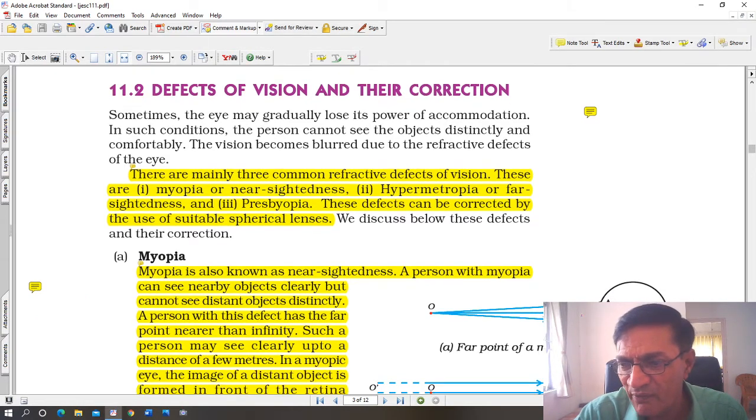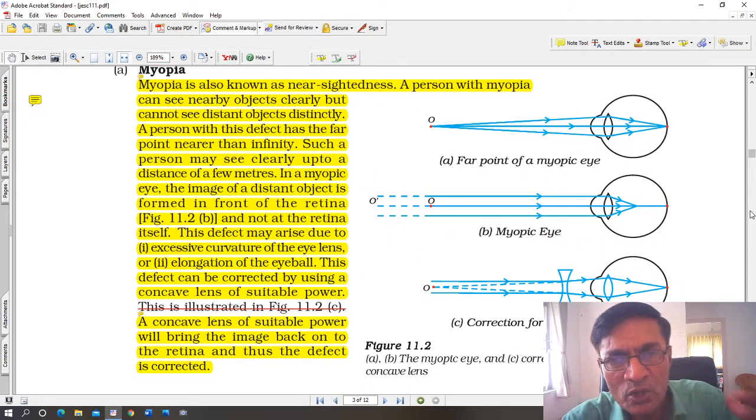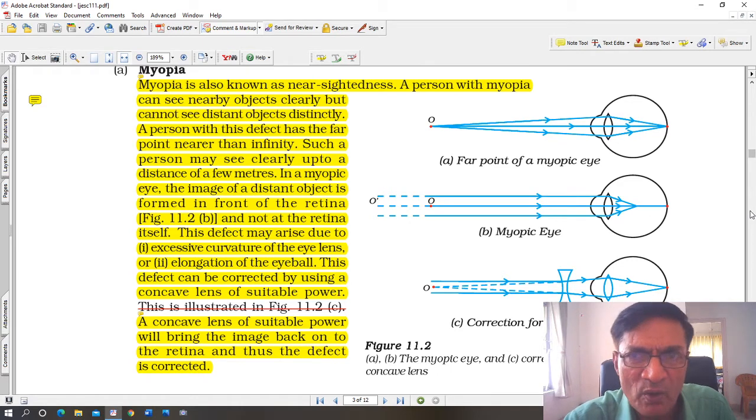Alright, now you can see the figure. There are 3 figures out here to explain nearsightedness. Such a person can see nearby things. For example, a young person, many of you are wearing glasses.